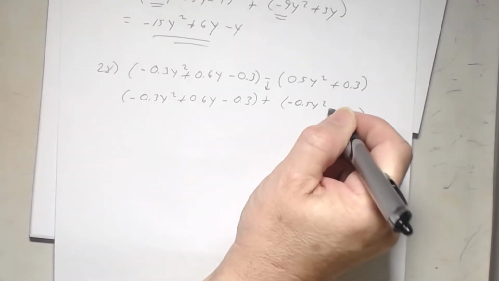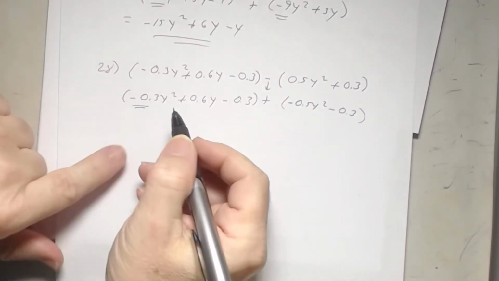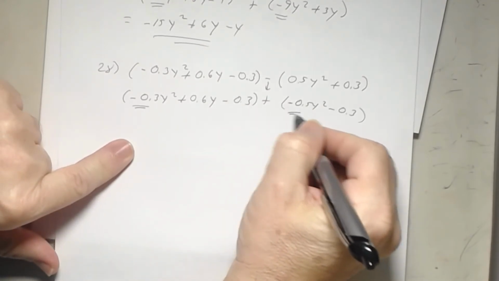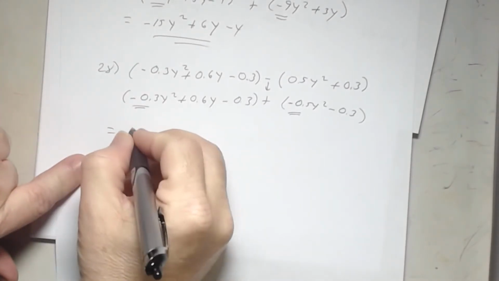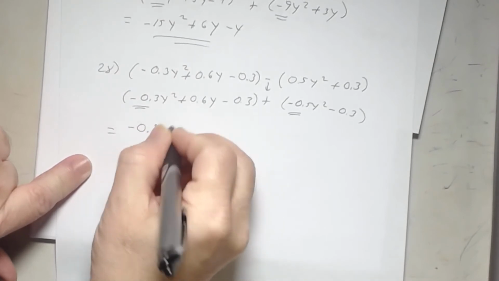And then 0.3. And then the rest, you just combine your like terms. So if I put it in descending order, what two terms would I combine first? Negative 0.3y squared and negative 0.5y squared, right? Okay, so on your calculator, what's negative 0.3 plus negative 0.5? Negative 0.8y squared. Negative or positive? Negative. Okay, so the answer is going to be negative 0.8y squared.